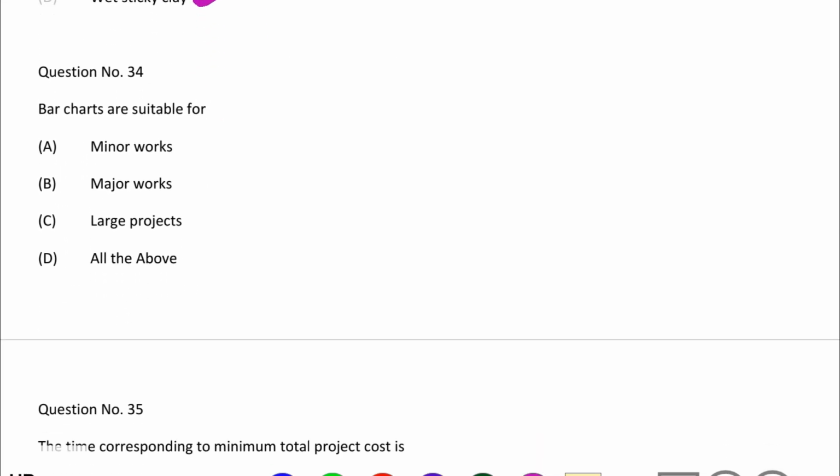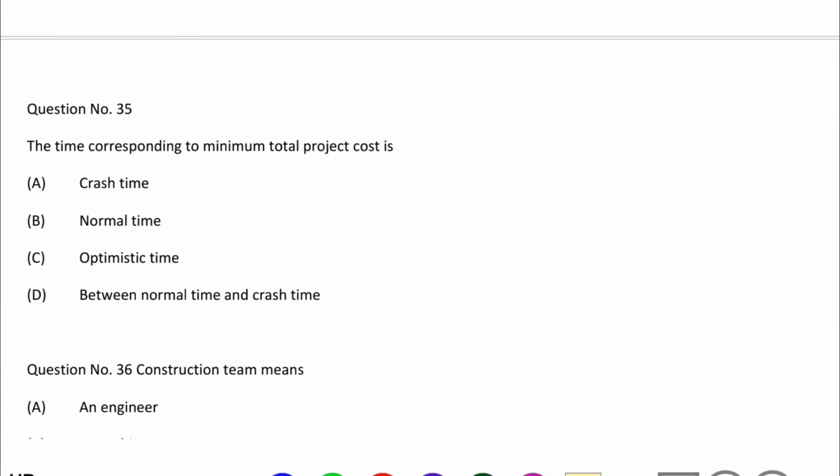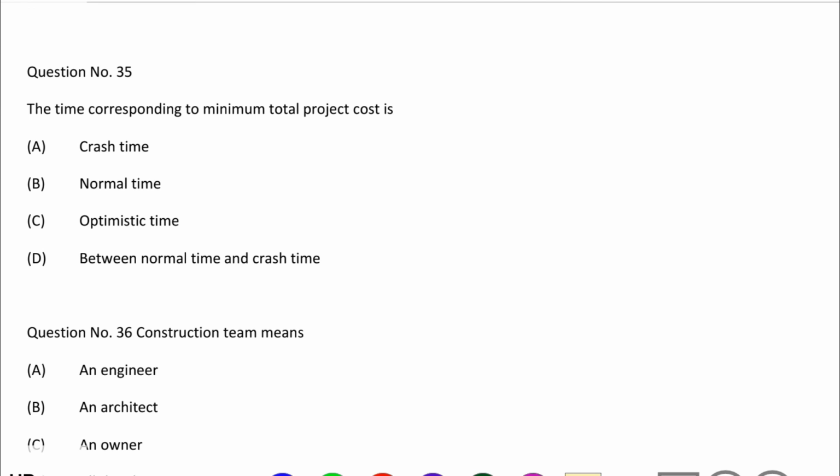Next question, bar charts are suitable for option A, minor works, option B, major work, option C, large project, option D, all of the above. So the correct answer is option A, minor works. Next question, the time corresponding to minimum total project cost is option A, crash time, option B, normal time, option C, optimistic time, option D, between normal time and crash time. So the correct answer is option D, between normal time and crash time.